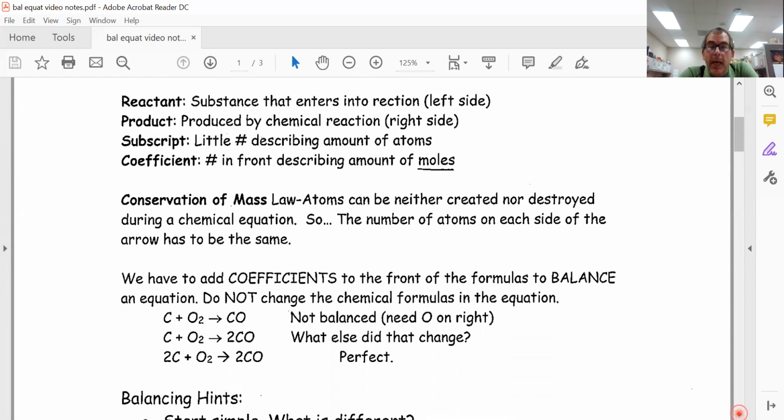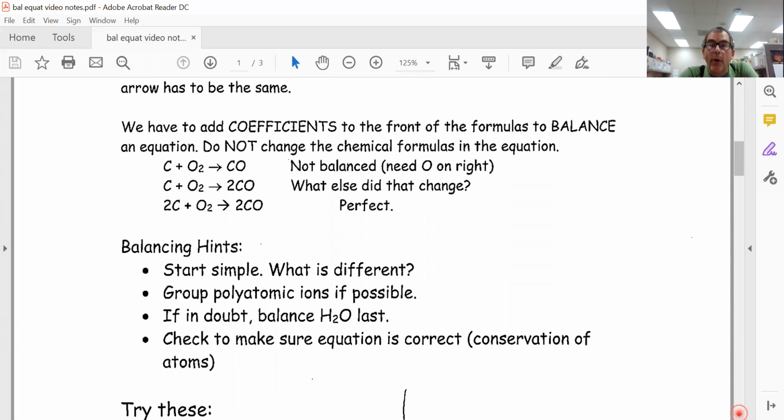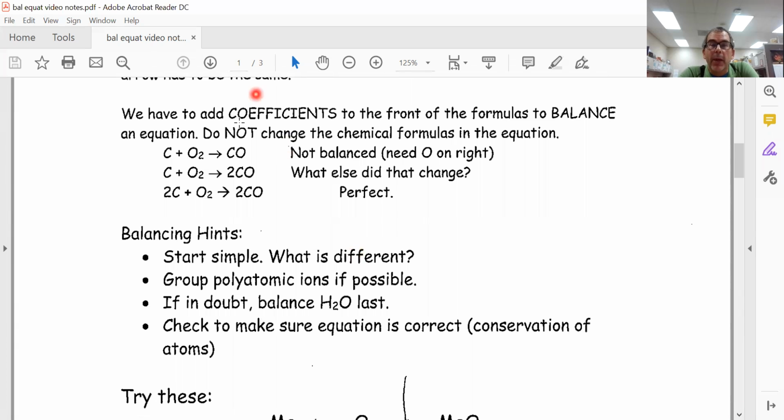Sometimes we don't have a balanced equation and we have to change it by putting coefficients in front. We can't change the little subscripts, but we can put numbers out in front, like coefficients, to make it balance. In other words, we can't change the chemical formula that's already there, but we can change how many we have, and that's what the coefficients refer to.